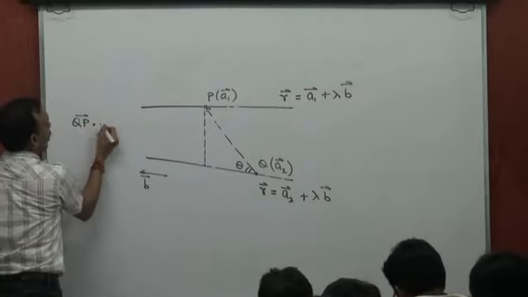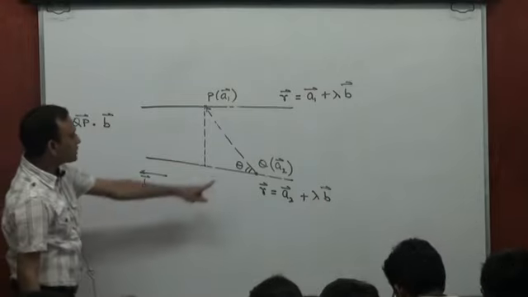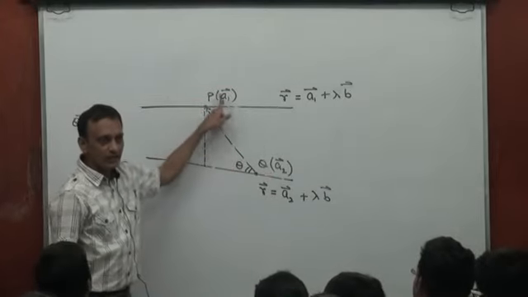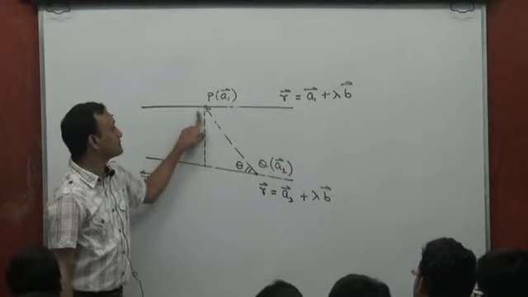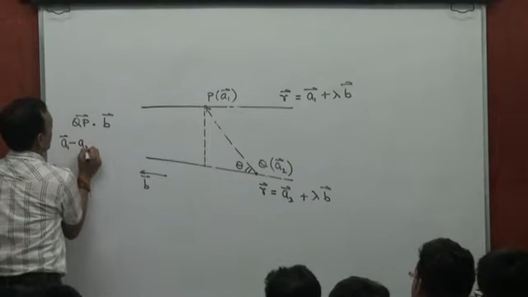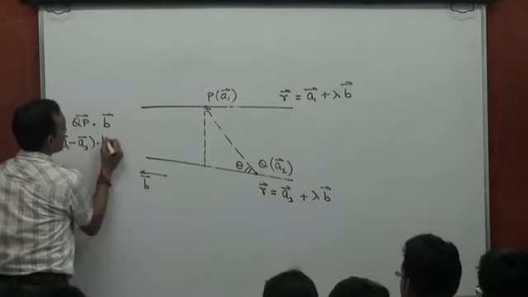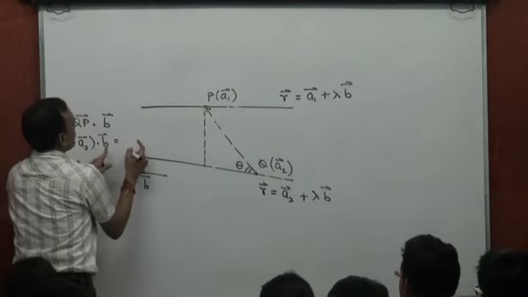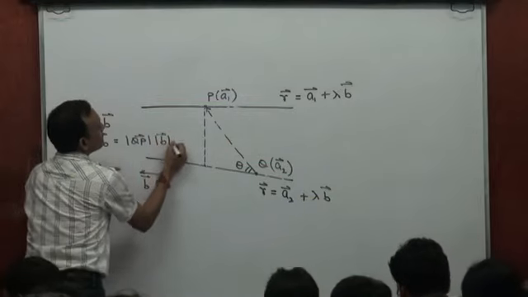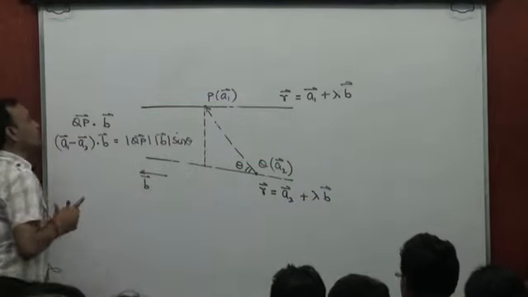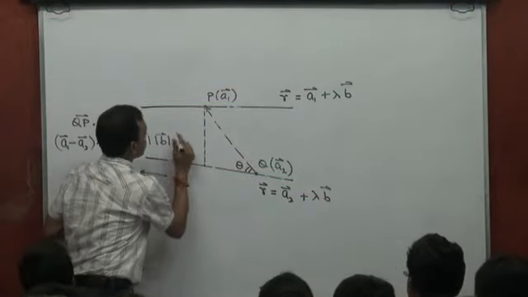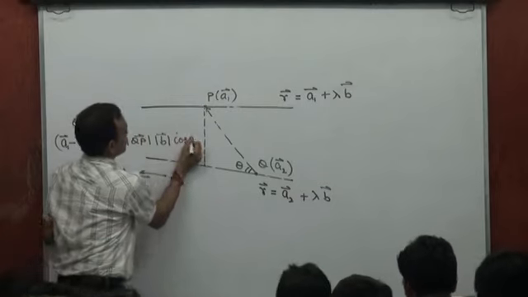QP dot b. Look at QP dot b. What is QP? The vector QP is a1 minus a2, final position minus initial position. Dot b, that's equal to mod QP into mod b into cos theta by definition. I'm sorry, I said sin theta earlier, it's cos theta.